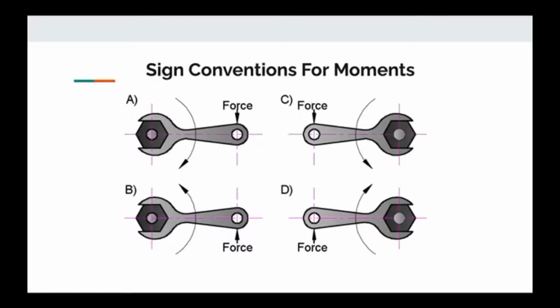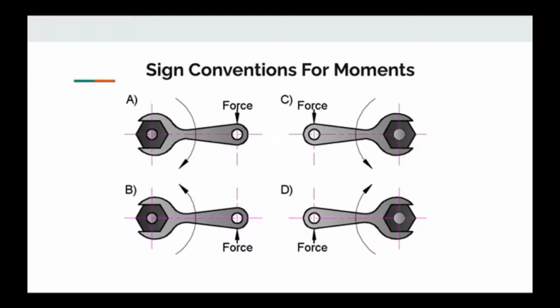Now let's look at these four examples. In the first example, the force is a downward force, and it is to the right of the pivot point. Therefore, a clockwise rotation will occur. This moment of this force will be considered to be positive. Likewise, for situation D, even though the force is on the opposite side, meaning on the left, the rotation is still positive due to the fact that the force is pushing upwards.